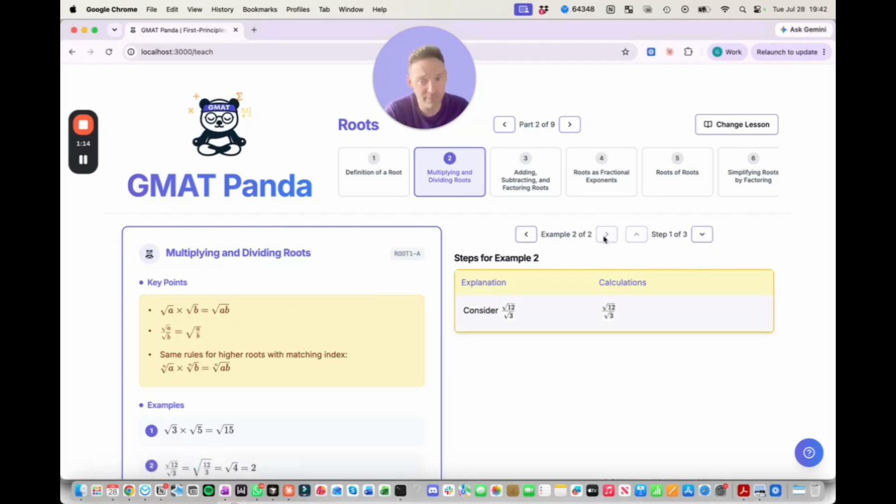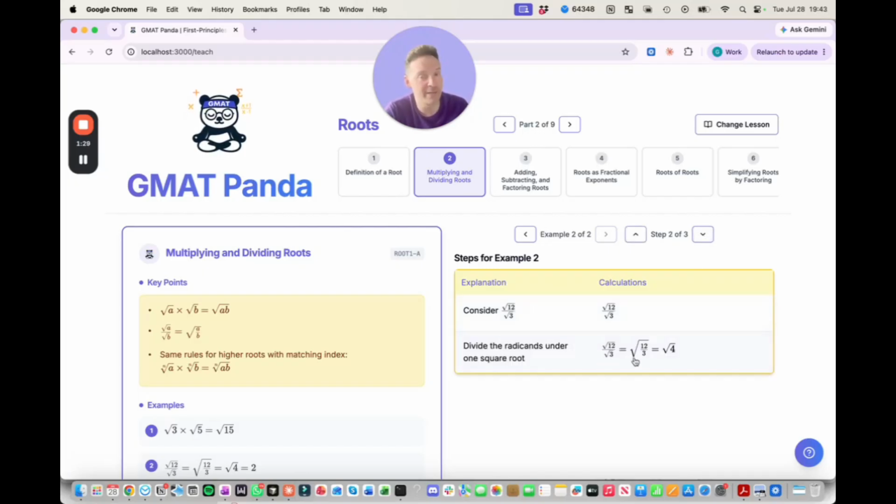Now, this also works for divisions. So if we have square root of 12 divided by square root of 3, well, this is actually quite handy because we can write that as square root of 12 divided by 3. And why is that handy? Well, we can then simplify the 12 divided by 3 into 4, and that becomes a much simpler expression.